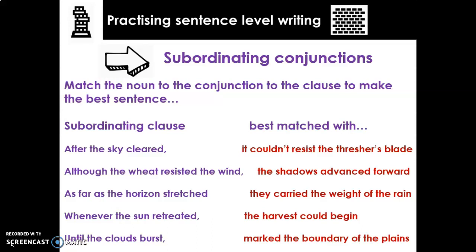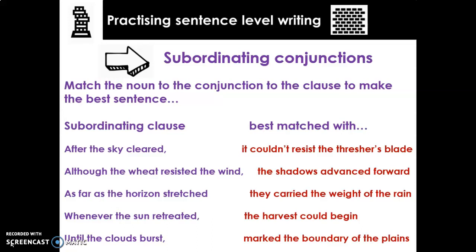After the sky cleared, the harvest could begin. Okay, I'm just pausing there so we know that there's a certain time that they harvest in from a couple of lessons ago. So actually that could be the best, but I'm just going to double check. After the sky cleared, mark the boundary of the plains. Okay, no. So we've got our complete sentence now. After the sky cleared, the harvest could begin. Now, what you can also see is at the end of each of these subordinating clauses, our comma. That comma is a really important device. It marks the boundary between the two clauses, okay? So you always use a comma at the end of a subordinating clause, okay?